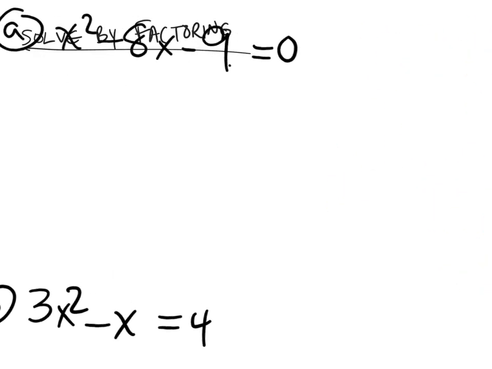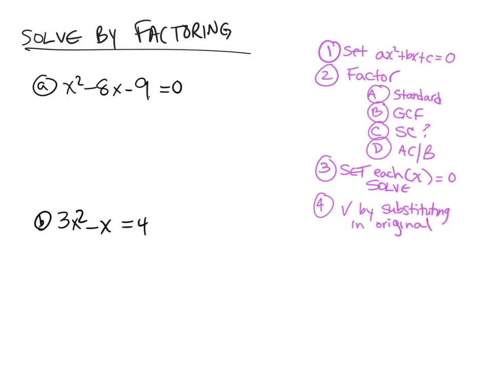So if we're looking at these two problems, let's start with the first one. If I'm going to solve by factoring, make sure it's set equal to 0, which it is. Then I factor. Is there a GCF? No. Is it a special case? Well, the square root of 9 is 3, but 3 plus 3 is 6, not 8, so it's not a special case. So then you do ACB. Remember, when the coefficient is 1, you don't have to do that ACB method. You could just factor into the two parentheses if you feel comfortable.